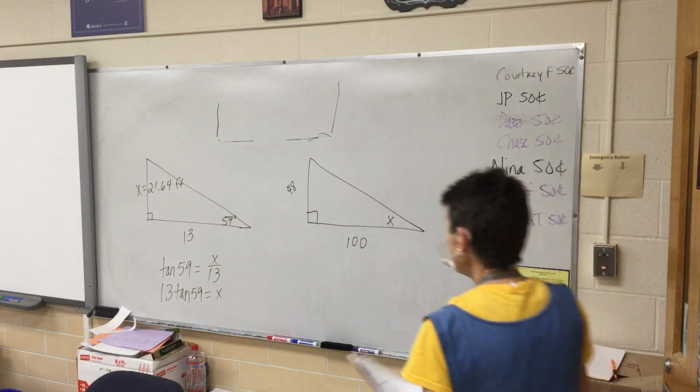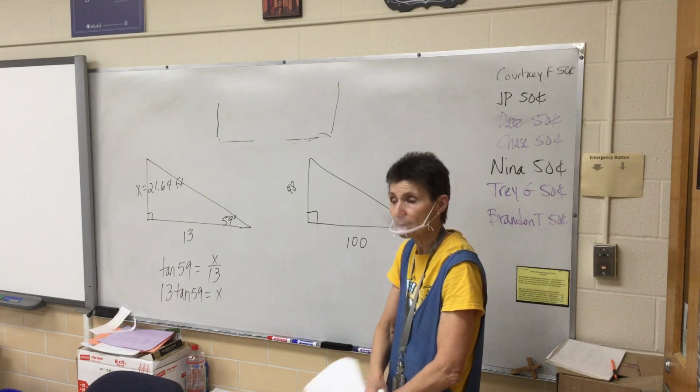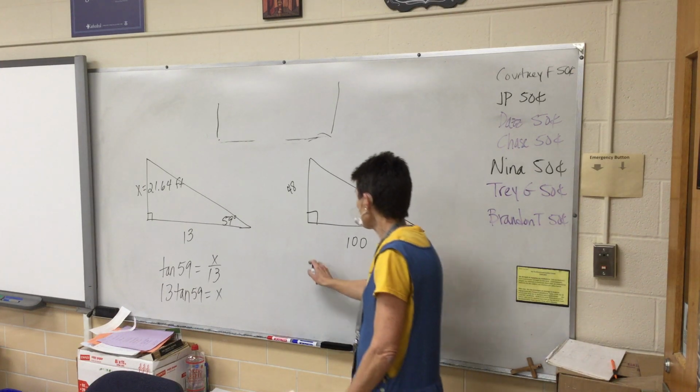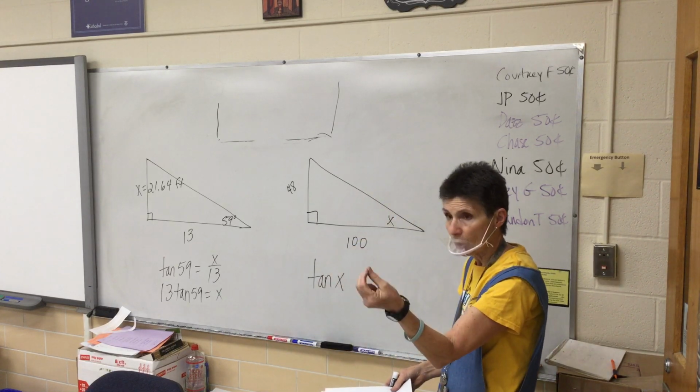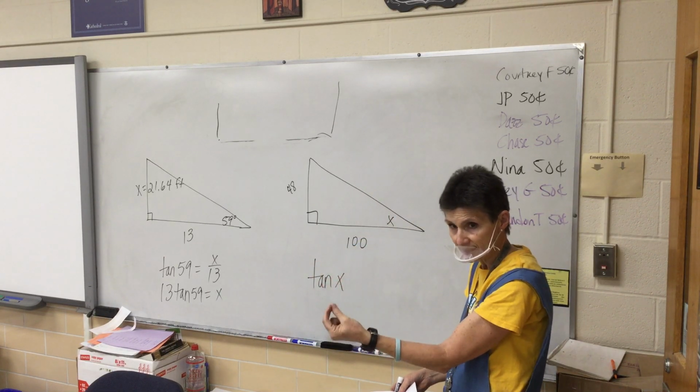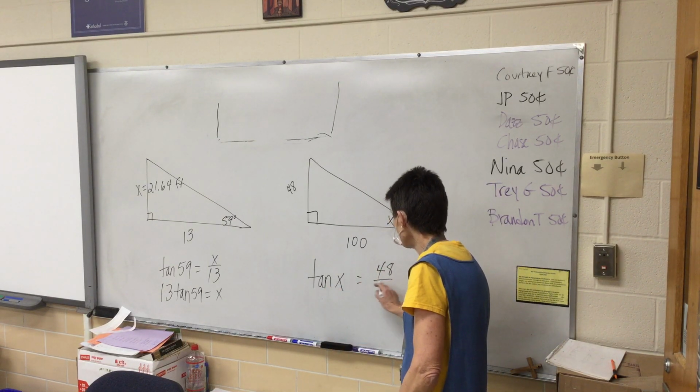So what function? Sine, cosine, or tangent? Tangent. So we'll say tan x, because the angle is always attached to the sine, cosine, or tangent, equals 48 over 100.